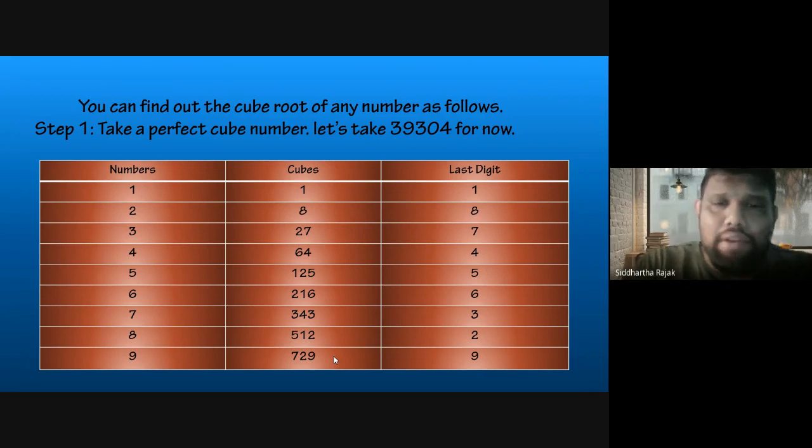So please have a look at this table first. So first of all, let's choose a number. Let's say 39304. This is a number which is a perfect cube.